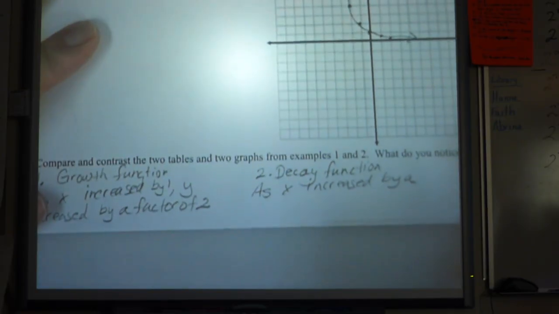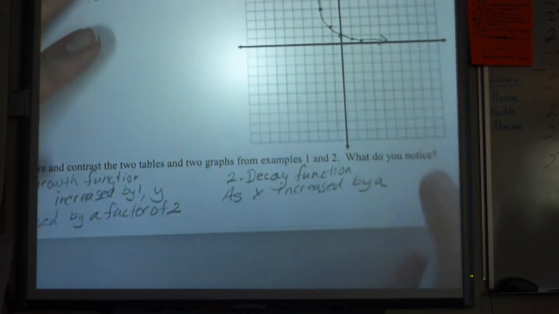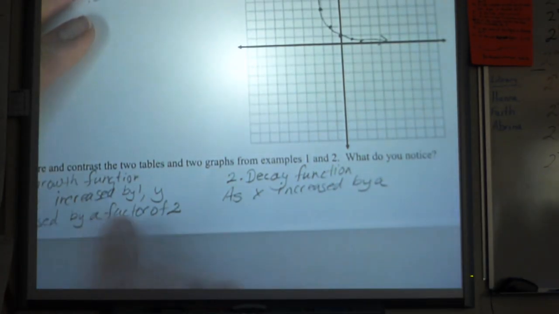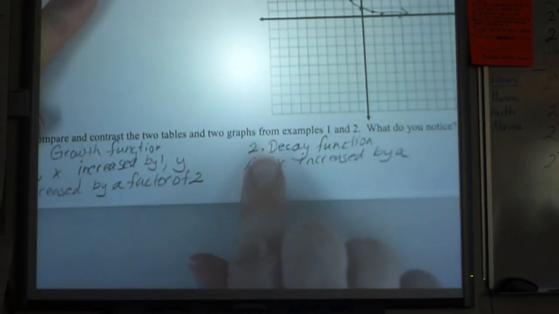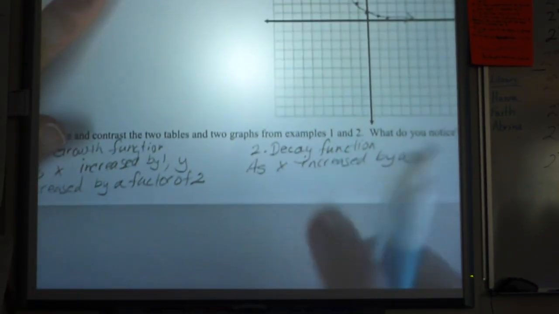As x increased by a constant amount, y decreased by a constant factor. Well, we'll stick with the numbers since we did numbers here. So as x increased by 1, y decreased by a factor of 2.